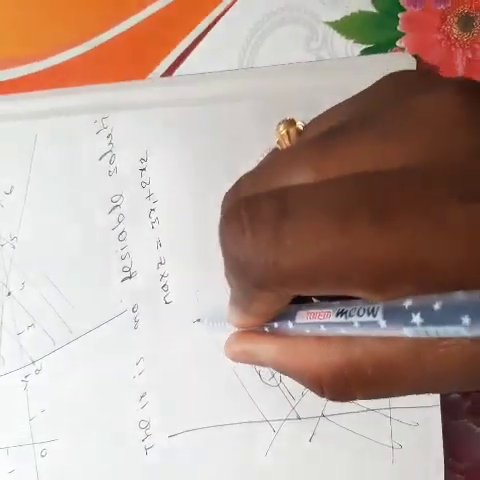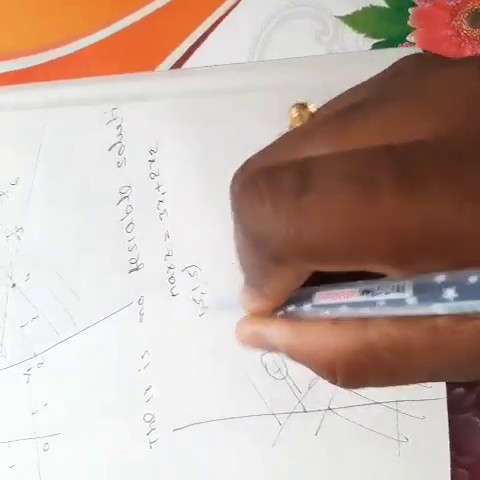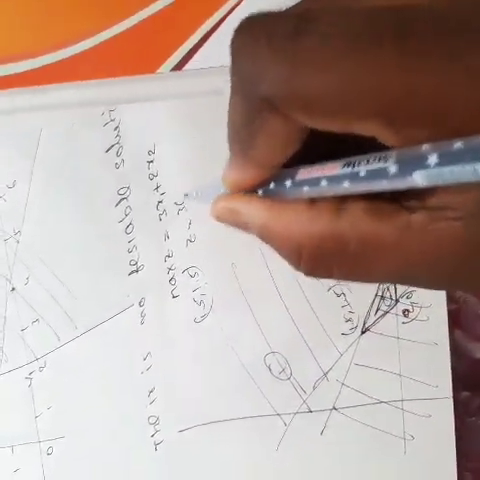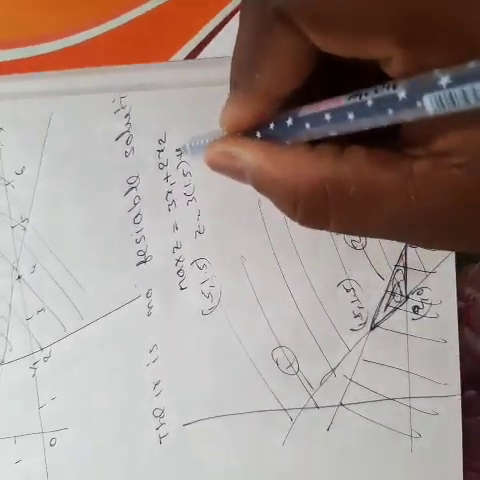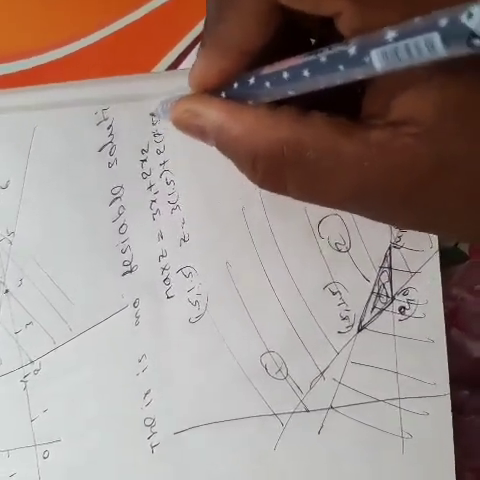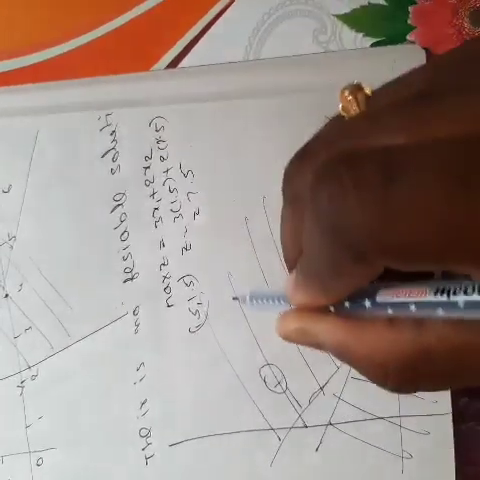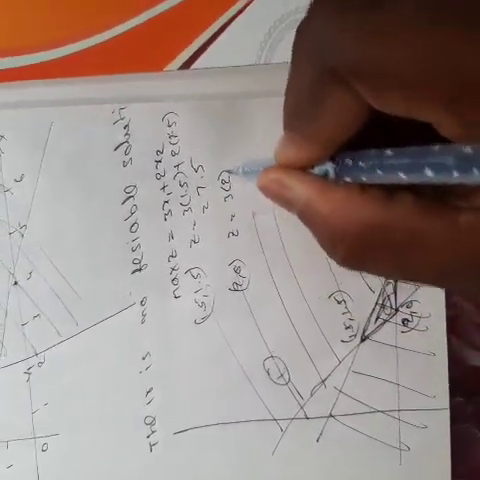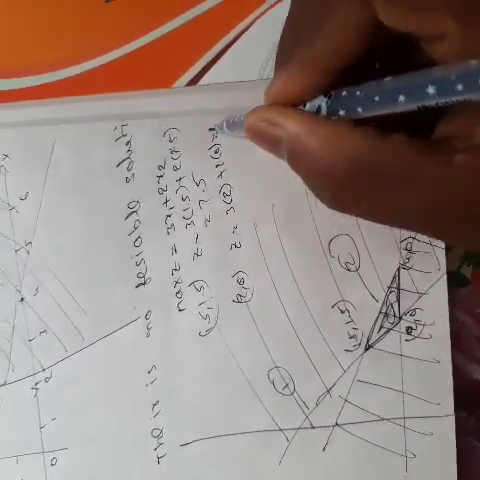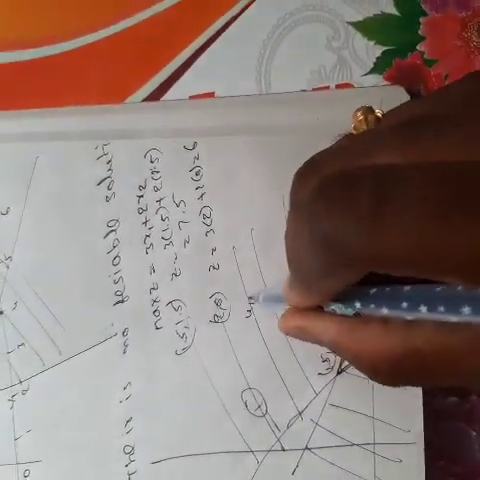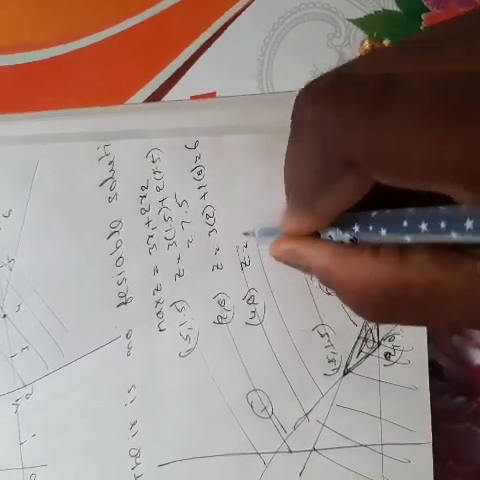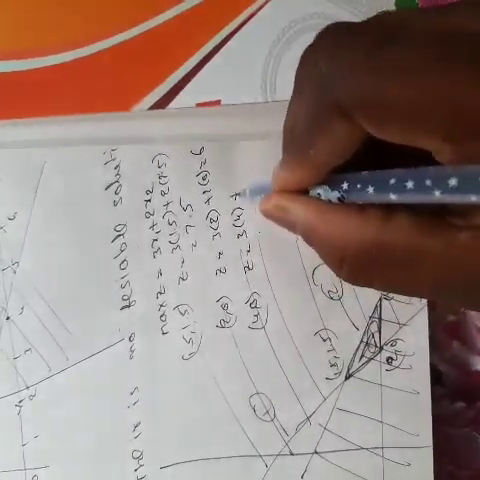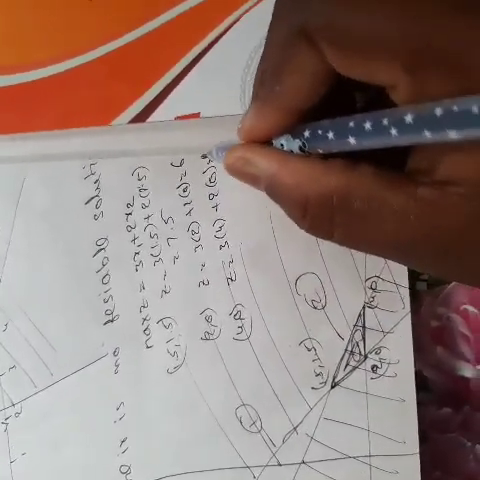At 1.5, 1.5, z is equal to 3 into 1.5 plus 2 into 1.5. The value will be 7.5. At 2, 0, z is equal to 3 into 2 plus 2 into 0. The value is 6. At 4, 0, z equal to 3 into 4 plus 2 into 0, which is 12.